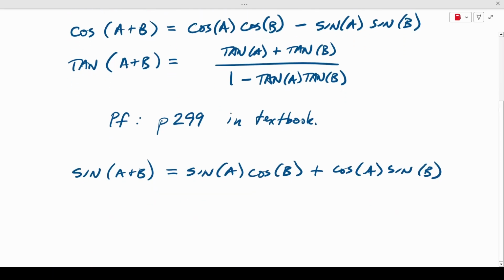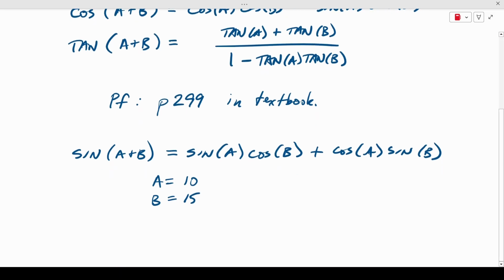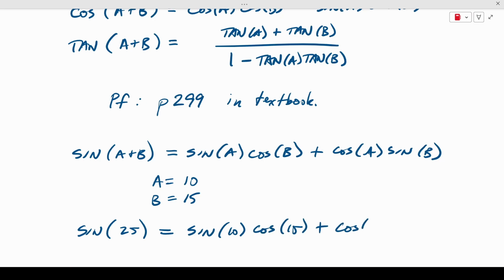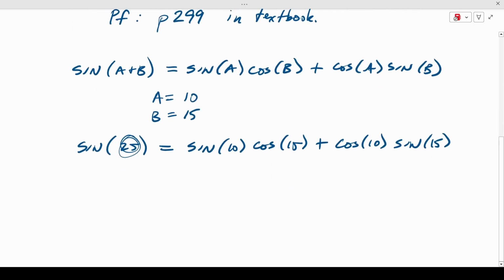So for example, let's just suppose we take an example of A is 10 and B is, I don't know, 15. Then that tells us that sine of 10 plus 15, 25, is equal to sine of 10 degrees cosine of 15 degrees plus cosine of 10 degrees times sine of 15 degrees. That's what the sum identity is really saying. That this here can be split up and placed as so.